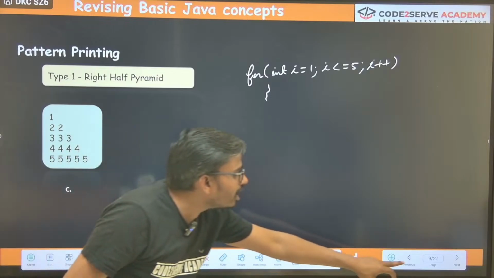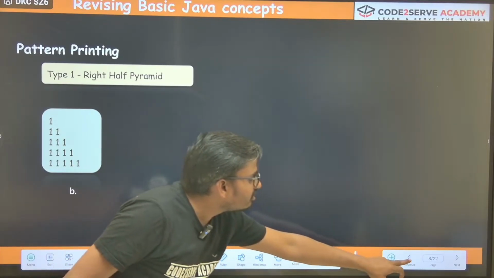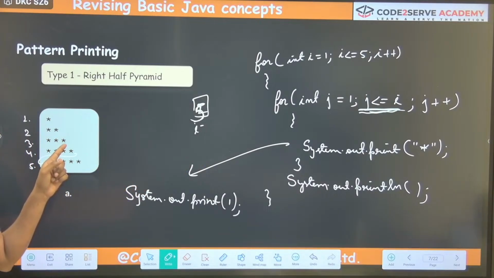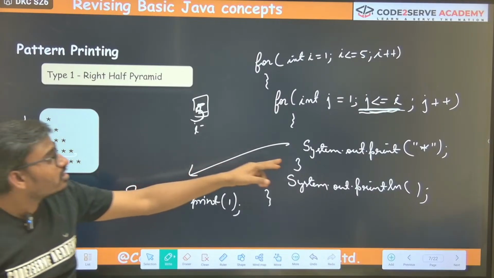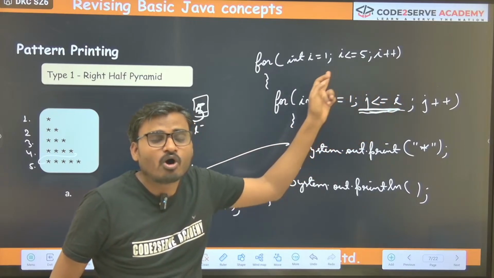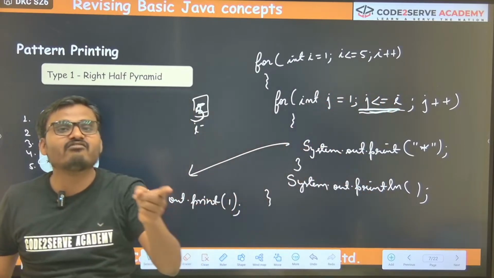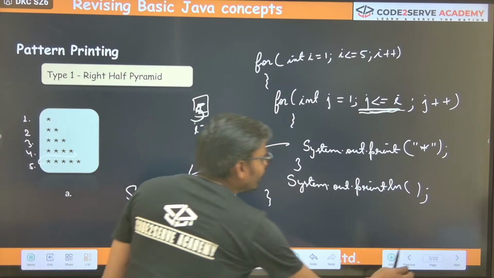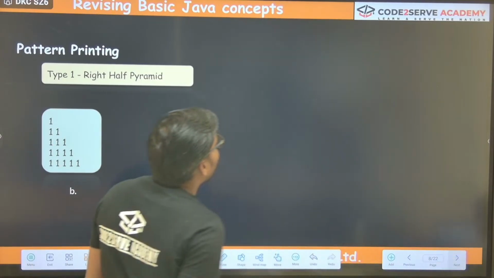So always build a logic: whenever this type of question comes where the number of columns is equivalent to the number of rows, then always this condition will come, j will be less than or equal to i. This always will come. Okay, now come over here.